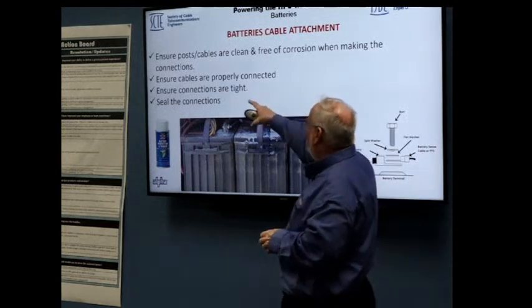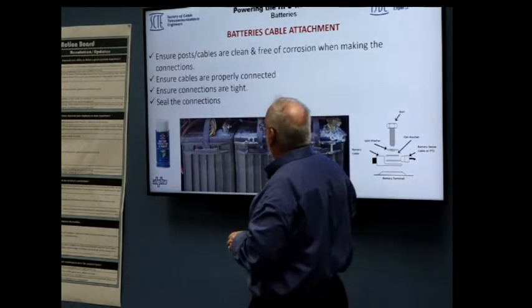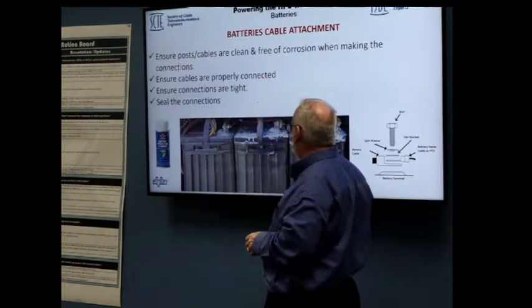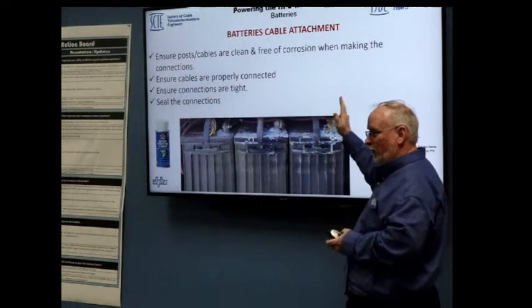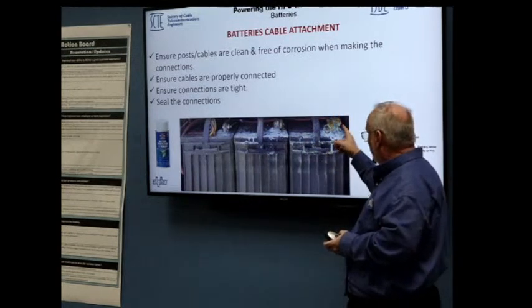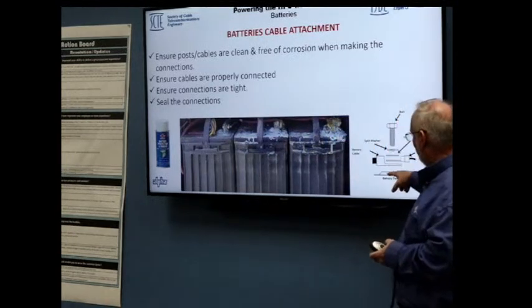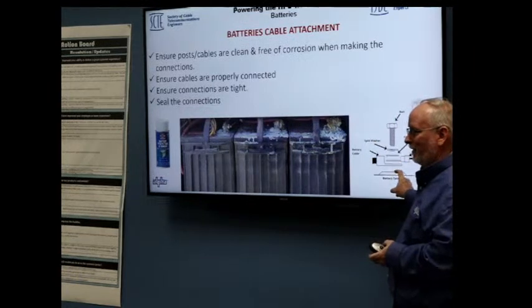Battery cable attachments, again, ensure the post cables are clean and free of corrosion. You do not want them to look like this. Ensure the cables are properly connected, properly tightened. This is a top terminal battery, right? But this has the tab on it. I don't really care how long that screw is in this scenario. This is the same top terminal, but this one goes into the battery. There is a depth to this.